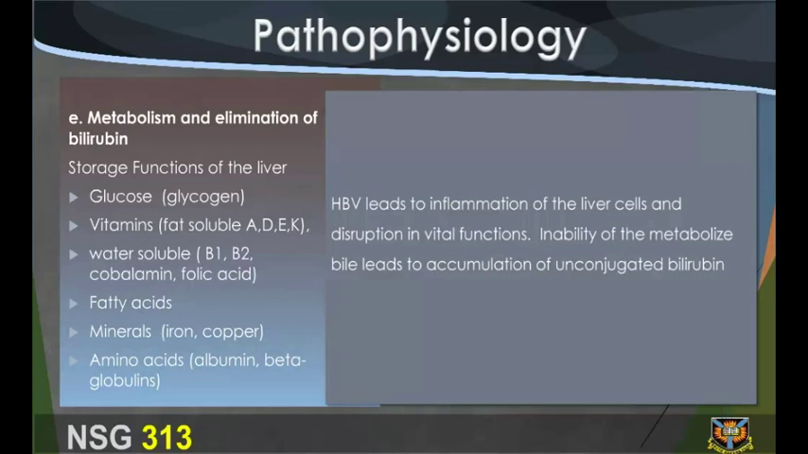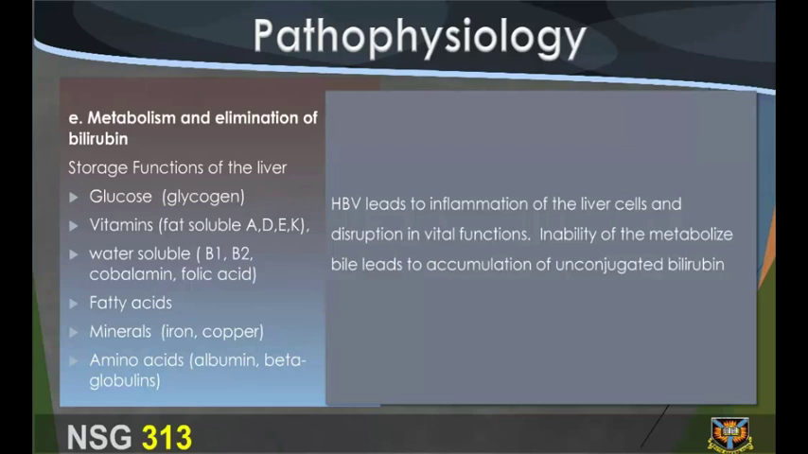E. Metabolism and elimination of bilirubin. Storage functions of the liver: glucose, glycogen, vitamins, fat-soluble A, D, E, K, water-soluble B1, B2, cobalamin, folic acid, fatty acids, minerals, iron, copper, amino acids, albumin, and beta-globulins.